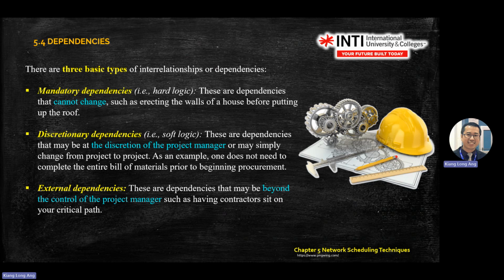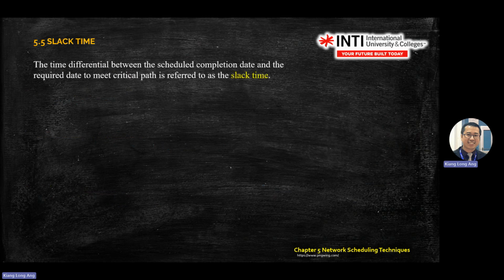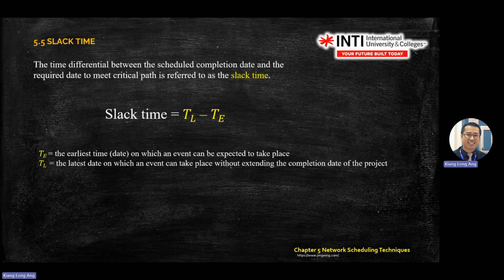For example, in your project, you have an external contractor in charge of that process. Slack time, we already analyzed using the rubrics. So mathematically, slack time, you take the latest time minus the earliest time. Okay, means latest finish minus earliest finish.